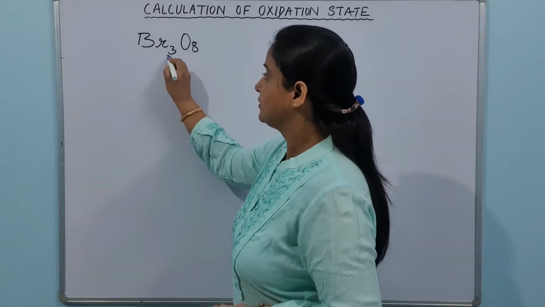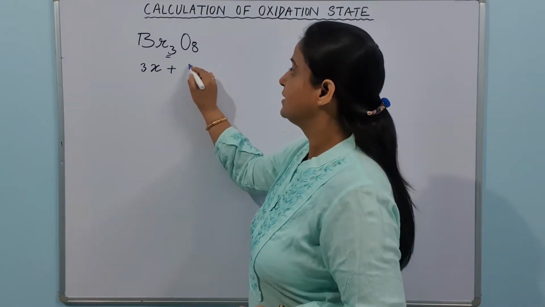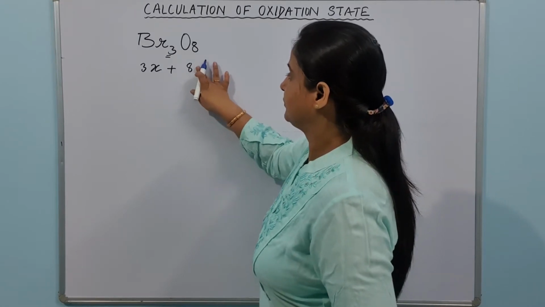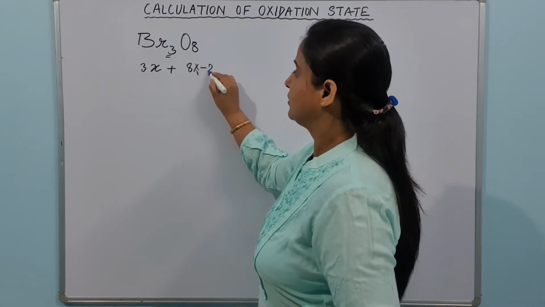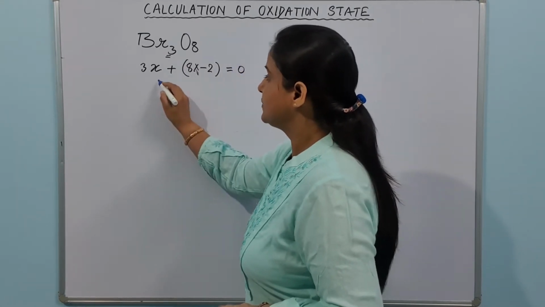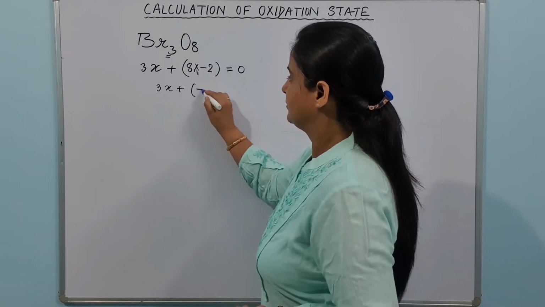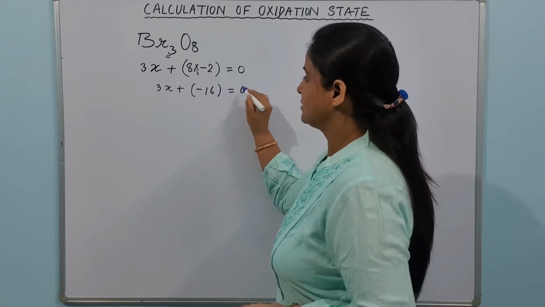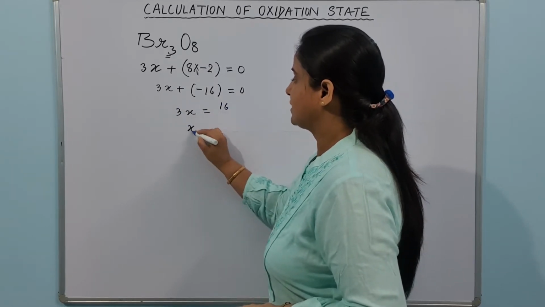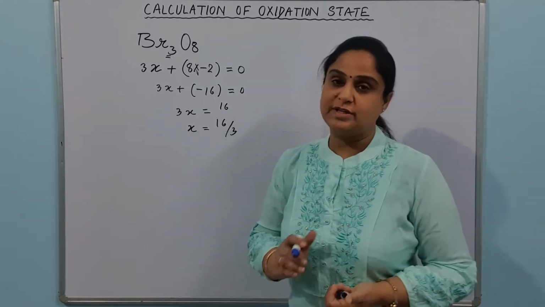If I am using X for it because I do not know, so this is 3X plus 8 oxygens are there and oxidation state of oxygen is minus 2. Total charge 0. So this becomes 3X plus 16 equals 0. So this becomes 3X equals 16 and X equals 16 by 3. So again we are getting this in fraction. So again we are in trouble.